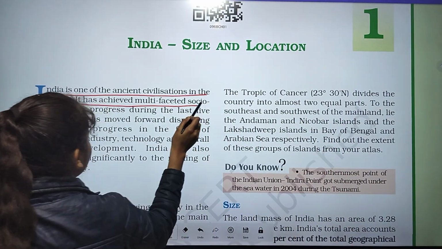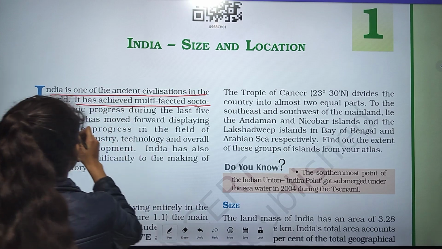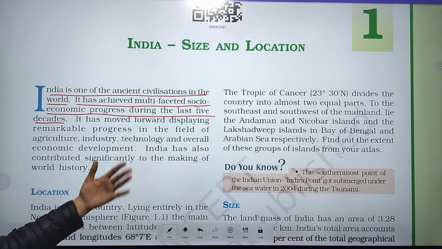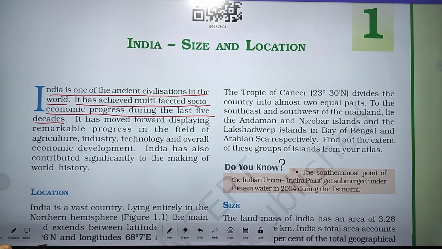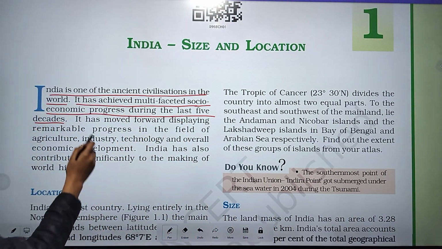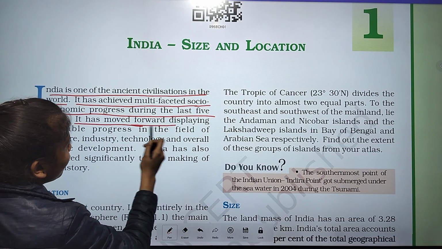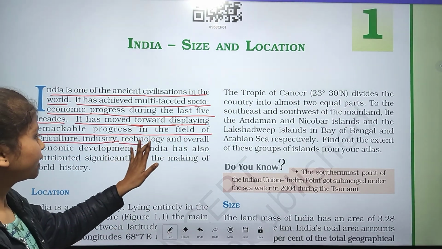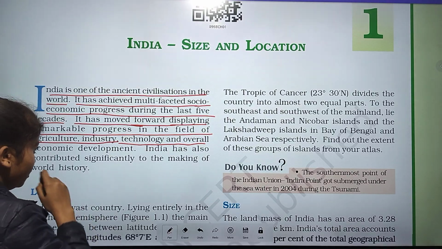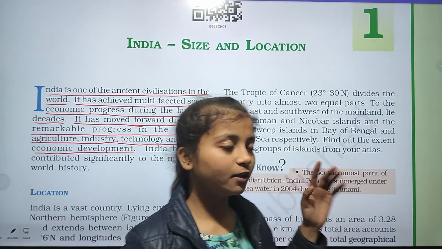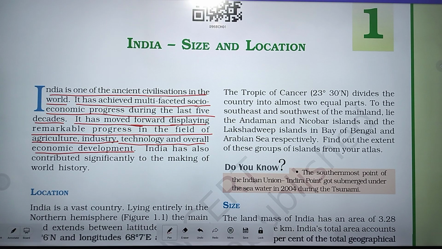It has achieved multi-faceted socio-economic progress during the last 5 decades. It has moved forward, displaying remarkable progress in the field of agriculture, industry, technology, and overall economic development.